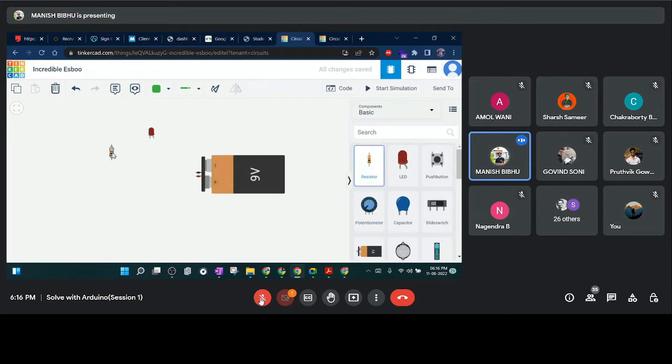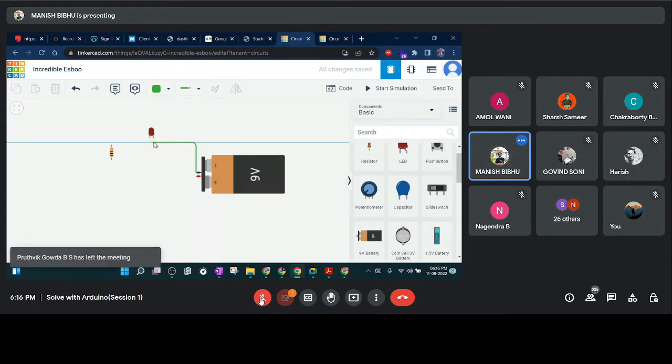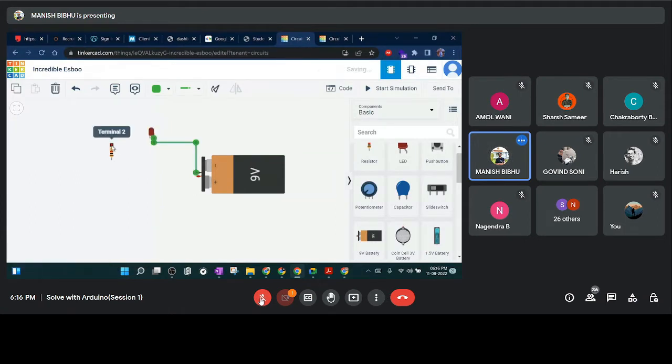We can take a resistance. For connecting, we have to click on that terminal, drag it and connect it to the second terminal. Click on the terminal, drag it and connect, click on the second terminal, and it will connect.